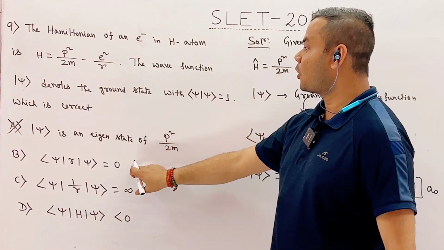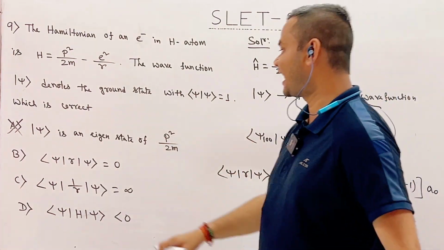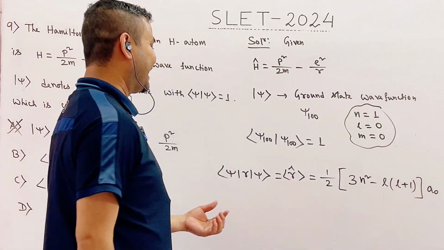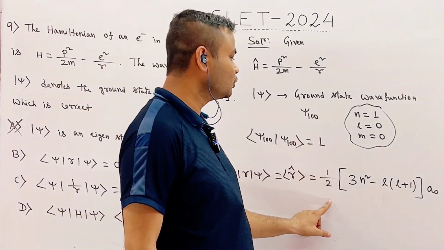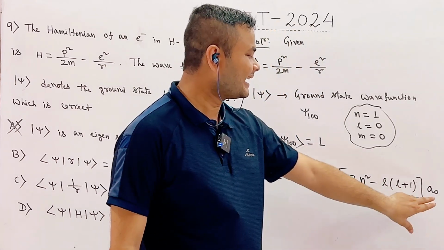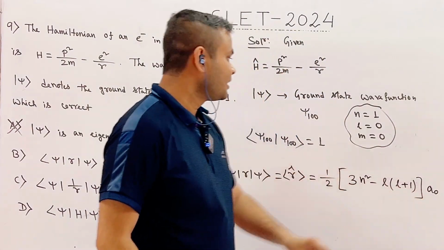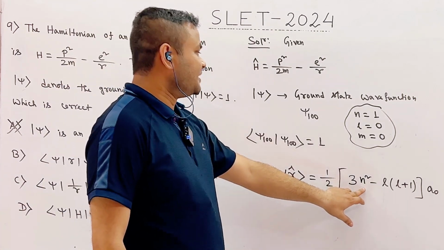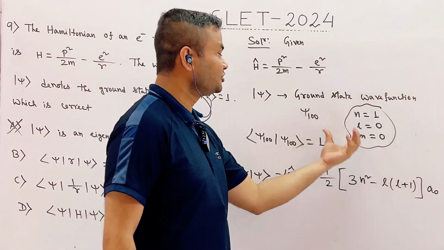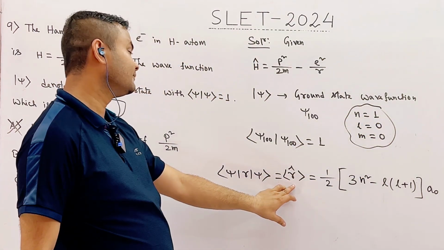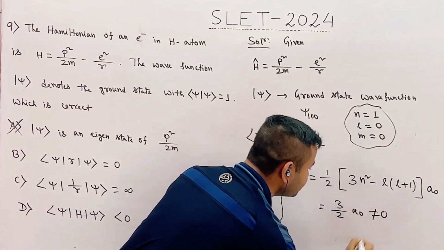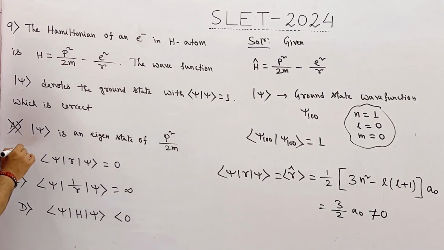Now, let us move to option B. According to option B, the expectation value of R is 0. This is also not correct because we know that the expectation value of R is given by 1 by 2 into 3n square minus L into L plus 1 into A naught. Here, A naught is known as the Bohr radius. According to our problem, the principal quantum number n is 1 and orbital quantum number L is 0. So, after substituting these values here, we will get the expectation value of R as 3 by 2 into A naught, which is not equal to 0. So, therefore, option B is also incorrect.